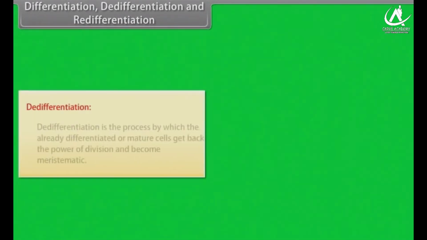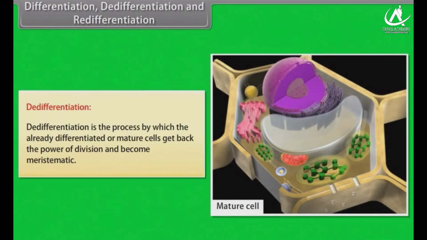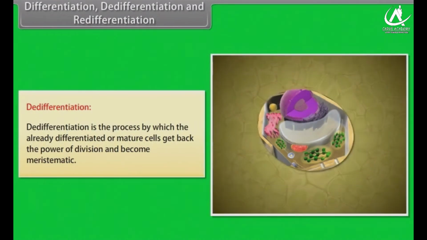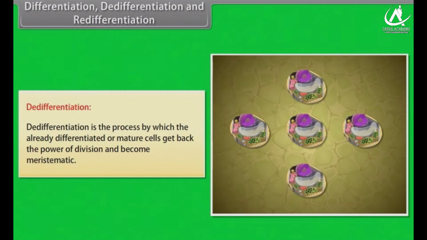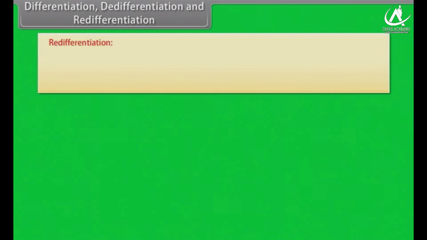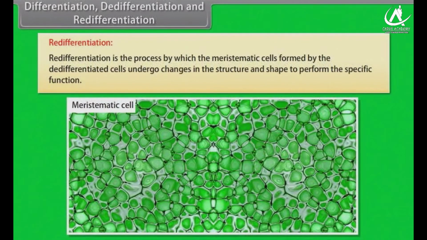Dedifferentiation. Dedifferentiation is the process by which already differentiated or mature cells get back the power of division and become meristematic. Redifferentiation. Redifferentiation is the process by which the meristematic cells formed by dedifferentiated cells undergo changes in structure and shape to perform the specific function.